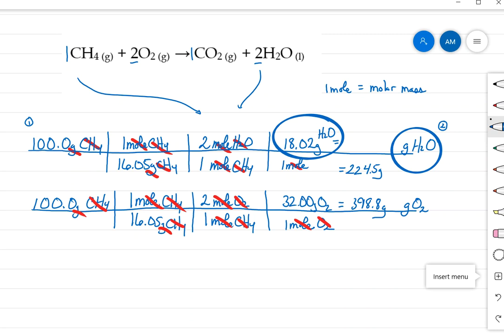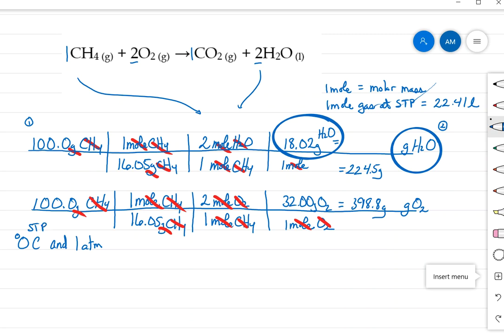A lot of times for gases, we want to use liters. Now, one thing that we talked about when we talked about gases before is that 1 mole of a gas at STP equals 22.41 liters. And STP is 0 degrees Celsius. I'll write this down here. 0 degrees Celsius and 1 atm. So that's STP.